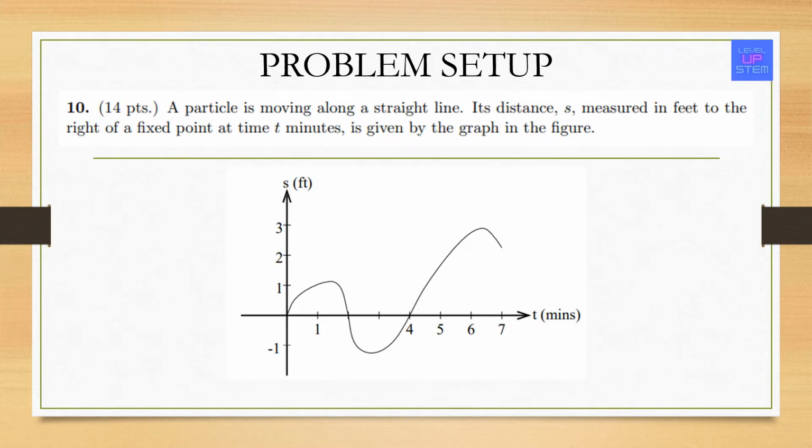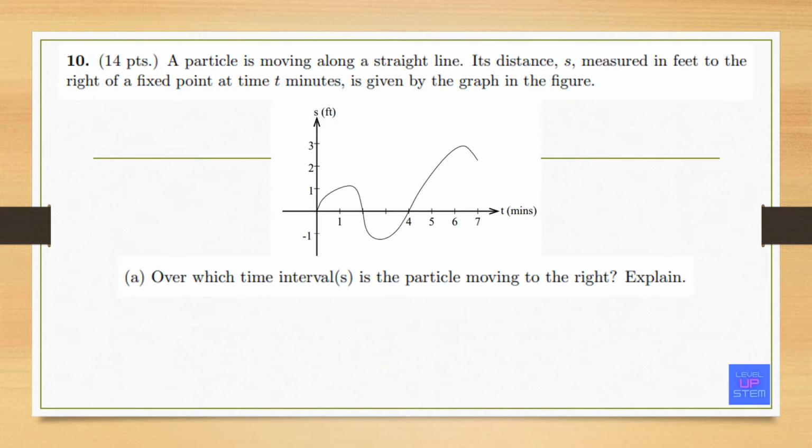So in this problem setup we have a particle moving across a straight line in distance s measured in feet to the right of a fixed point at time t minutes as given by the graph in the figure. And our first question is asking over which time interval is the particle moving to the right.